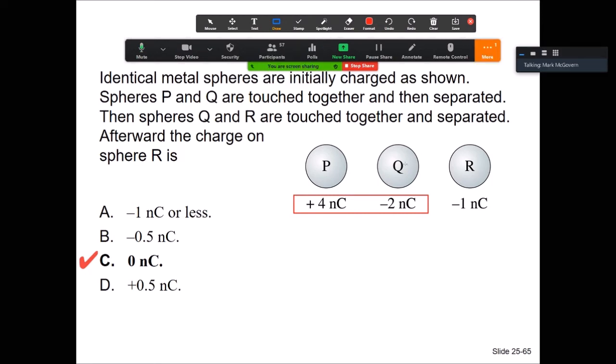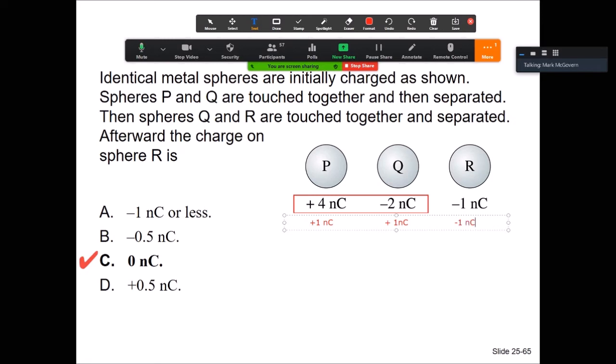So the next state here, after you touch this stuff, you can say, after you do the first step, this is plus 1 now. This is plus 1 now. And that's what happens when we touch these things. And then this one, of course, stays initially at minus 1.